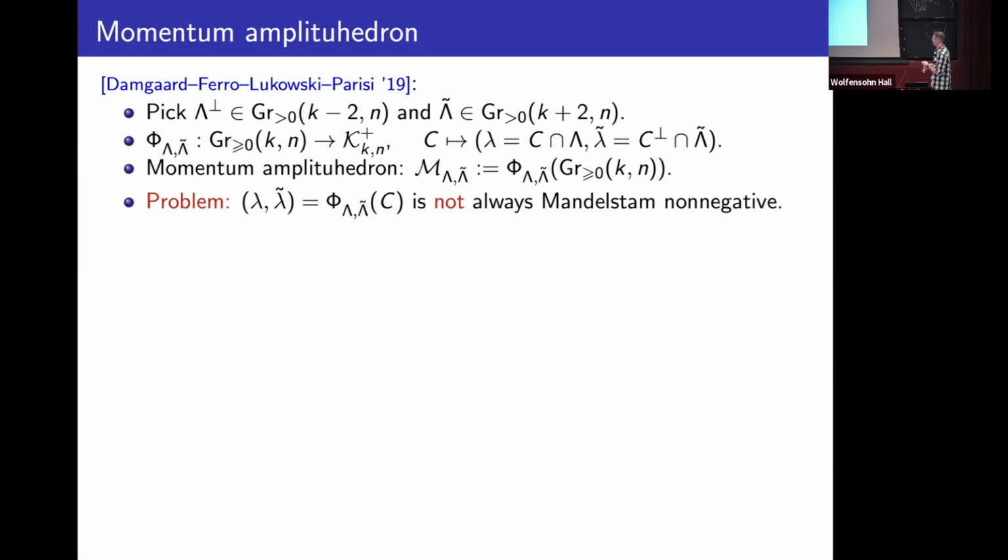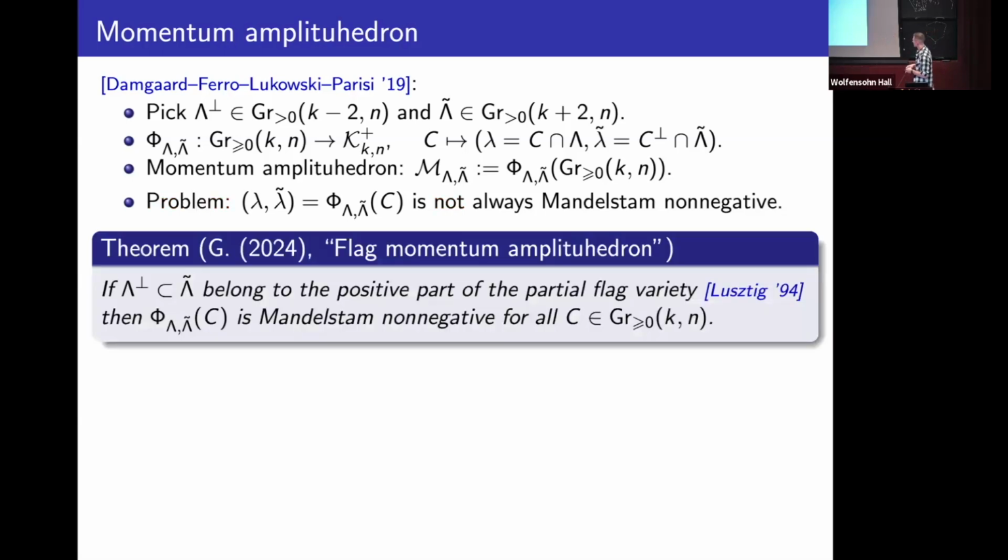And they had some conjectures that when lambda perp and lambda tilde are Vandermonde, then this guarantees that the Mandelstam variables are positive. And I was kind of skeptical about this, but eventually I proved it. So here's a more general result. If you don't choose them independently, right? Lambda perp and lambda tilde, you choose them so that lambda perp is inside lambda tilde. And moreover, there's some positive flag variety condition that basically, so this one is k minus 2-dimensional, this one is k plus 2-dimensional, and you want there to be a flag of subspaces.